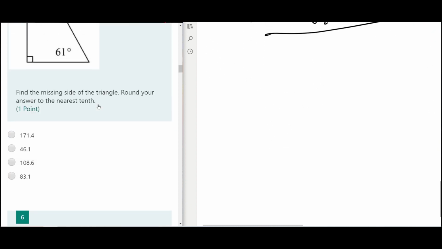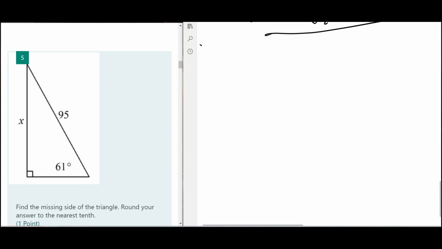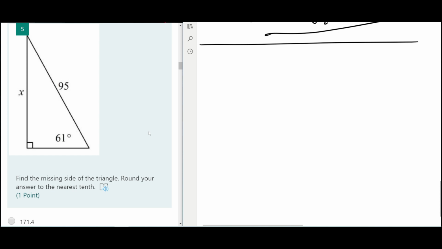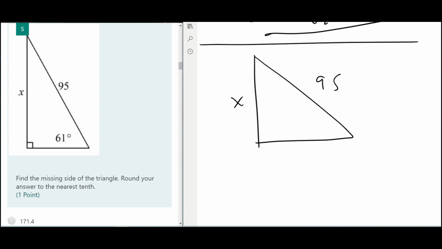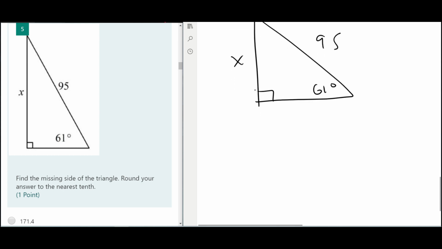All right, so let's look at number 5. Find the missing side of the triangle, round your answer to the nearest 10th. Okay, so we're going to go ahead and quickly draw the triangle. If we want to figure out this triangle, our angle of interest is this one right here, 61 degrees. So we have here opposite over hypotenuse. This is not adjacent, this is hypotenuse because that's the longest side.